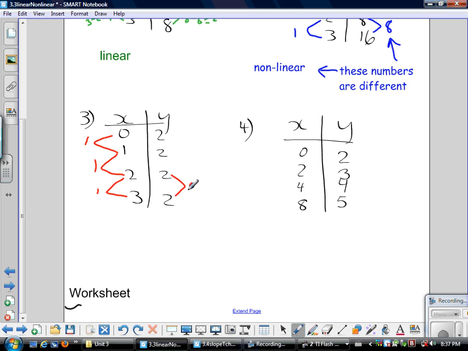2 minus 2 is 0, 0, 0. Okay, so remember 0 is a number. So we can have 0 as an answer when we subtract. So because this column has the same number and this column has the same number, we can then say for sure that this is linear.